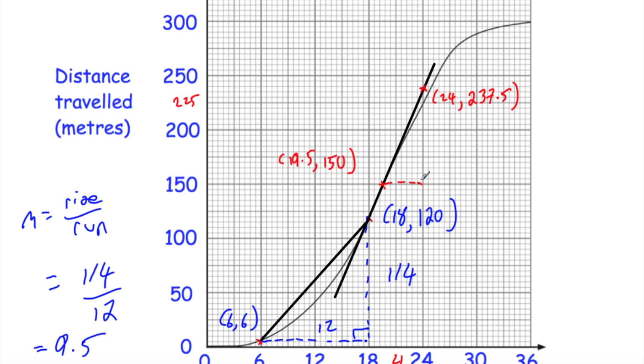Now what I'm going to do is turn it into a little right angle triangle, and do rise over run. So the gradient is equal to the rise. Let's work out the rise: we're going from 150 up to 237.5, so that'll be 87.5. And the run would be, well, we're going from 19.5 to 24, so that would be 4.5. So we're going to do 87.5, the rise, divided by the run, which is 4.5. And when we work that out, we get an answer of 19.4 recurring, and that's in meters per second. So that's our estimate for the greatest speed reached by the train.